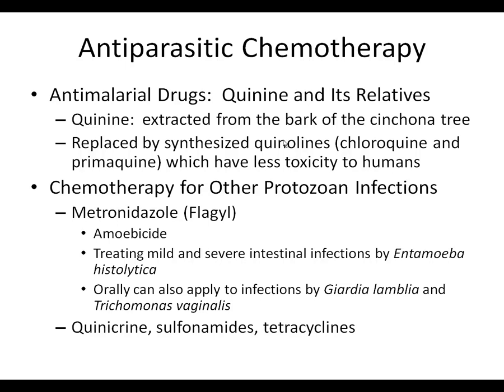This is one of those, it's a liver fluke. It can be taken orally and also used to treat infections with Giardia lamblia and Trichomonas vaginalis. So these are going to be good drugs for those parasitic infections. Quinacrine, sulfonamides, and tetracyclines are also good for antiparasitic therapy. So not all of these drugs are going to be purely antiparasitic. Some of them are actually antibacterial.